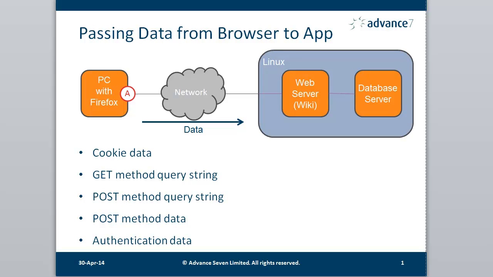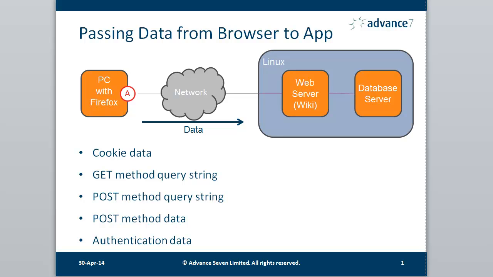So we have 5 different methods. We've listed them there: cookie data, a couple of query string possibilities, posting data as the body of a post message, and then actually authentication data. And I have a system set up with a small wiki. It's an internal wiki that we use at work, and I'm accessing it actually via a VPN.